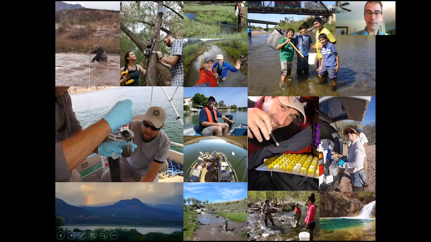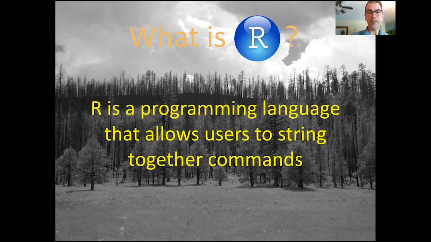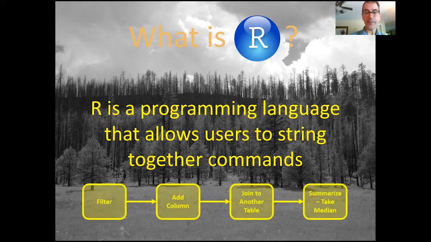We're going to get control back here and talk about a program called R. So what is R? For our purposes today, R is a programming language that allows users basically to string together commands. R is a free and open source program with a really great user base. Think of it like a data factory. Excel is really good at answering specific questions and getting simpler answers to things. R is more about automating a process, just like a factory where you have a conveyor belt and you might want to filter some data, add a column, join it to another table, and do things in sequence.